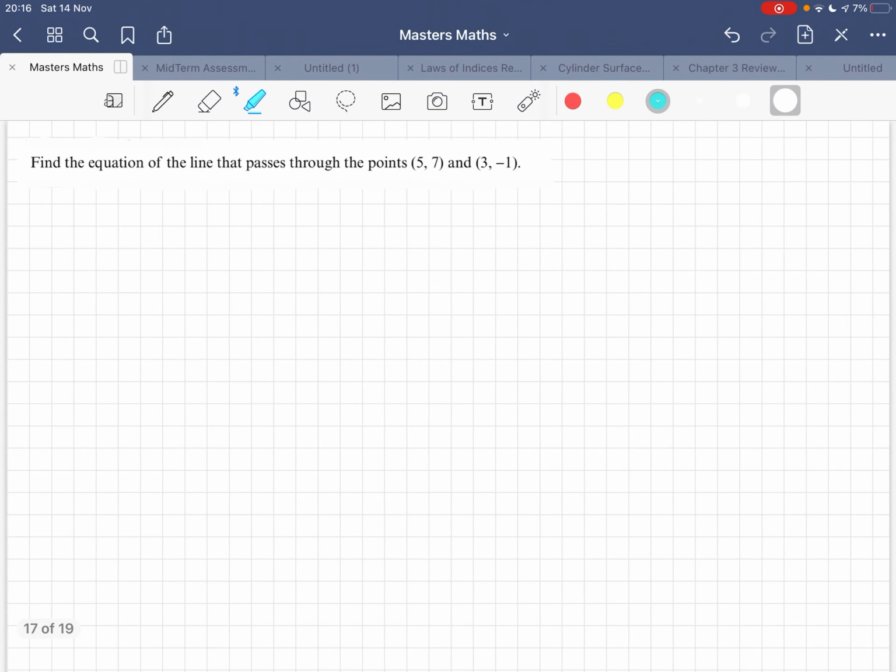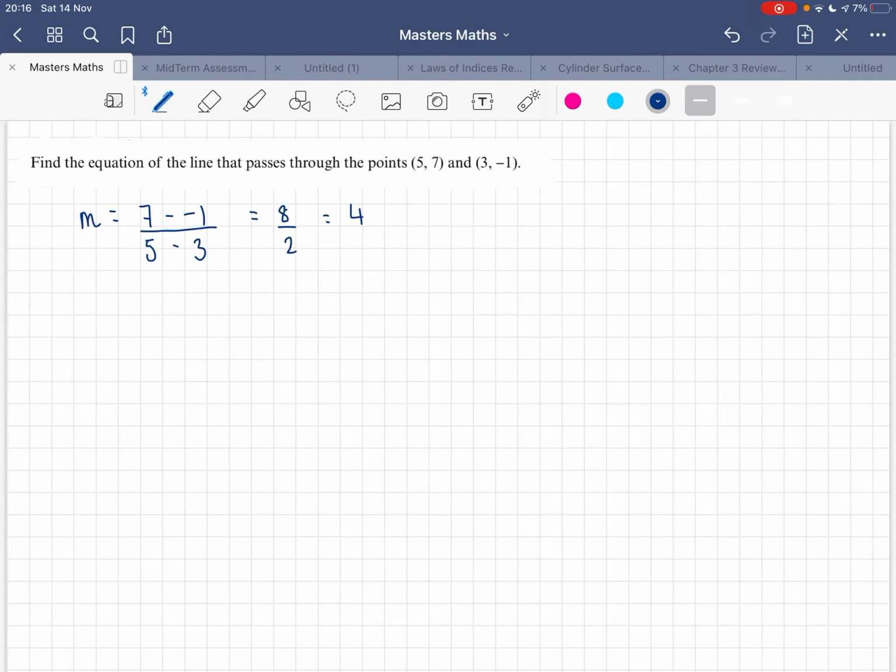Okay? Let's keep going. Find the equation of the line that passes through the points 5, 7 and 3, minus 1. This time we have to do something first before we can use the formula to find the equation of the line, and that is find the gradient. So we need to find what m is. Gradient is change in y over change in x. I'm going to do 7 minus 1 divided by 5 minus 3. 7 minus 1 is 8 divided by 2.